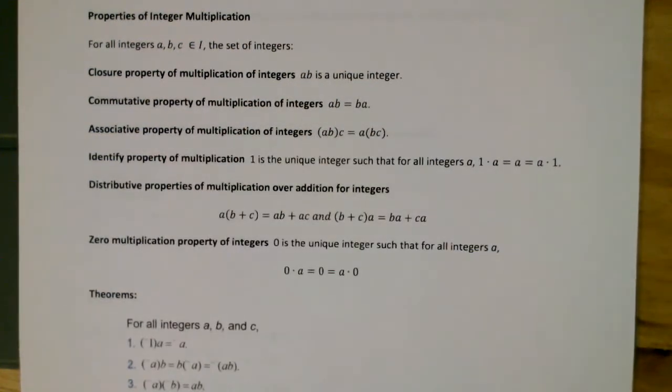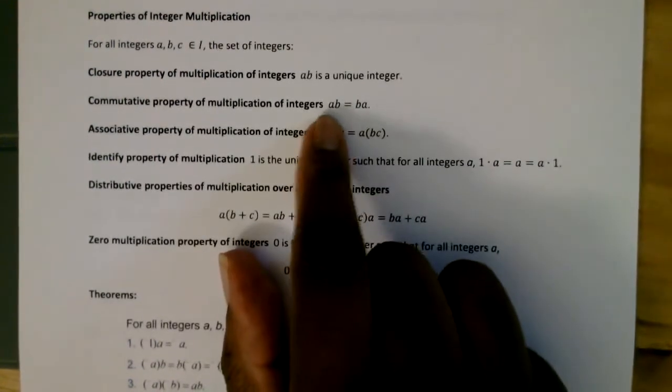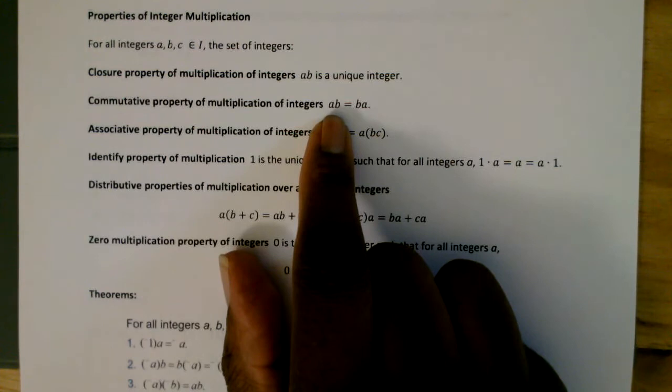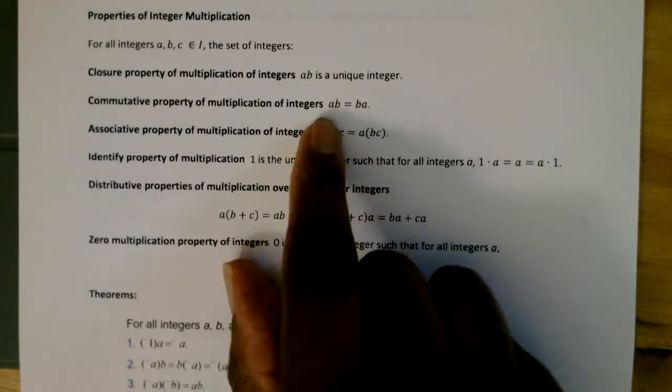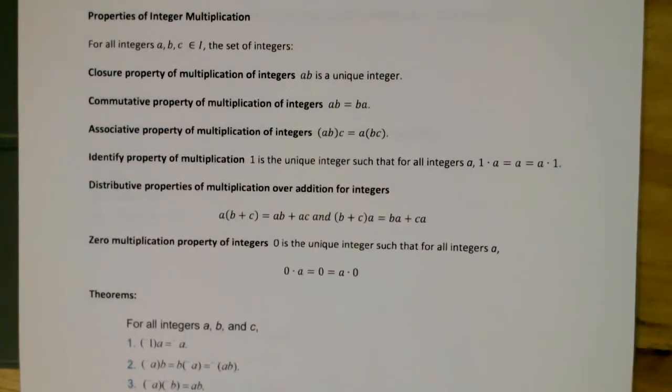And then the commutative property states if I multiply A and B together, I should get the same result as if I multiply B times A. So again, the order does not change the answer. -3 times 2 would be the same as saying 2 times -3. I would still get -6.